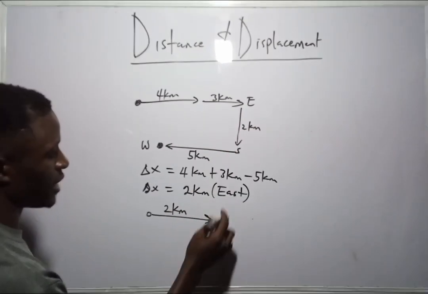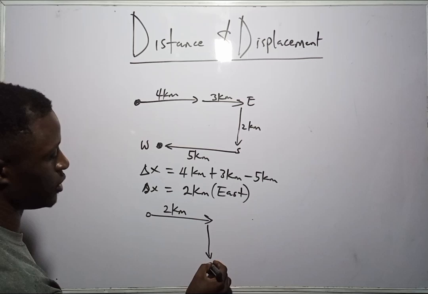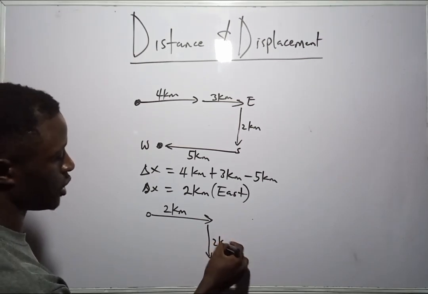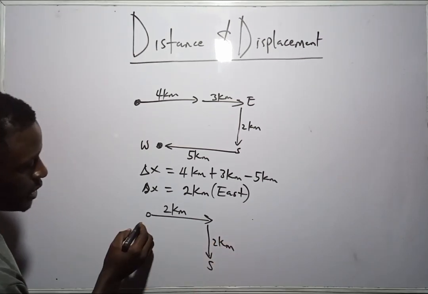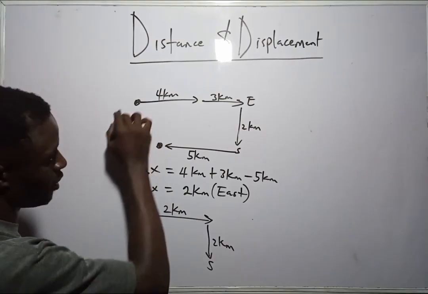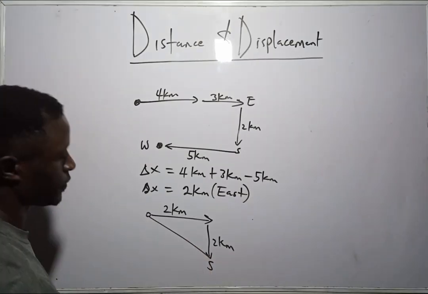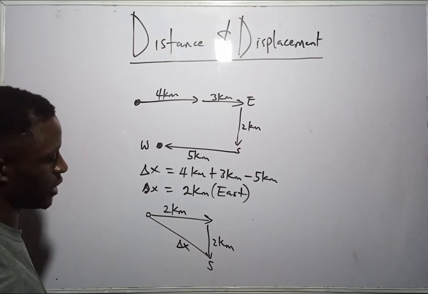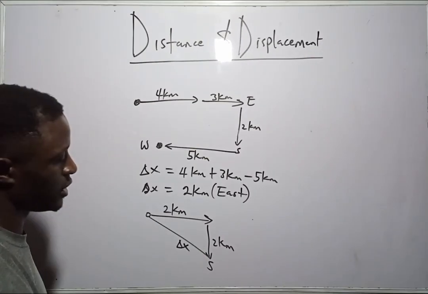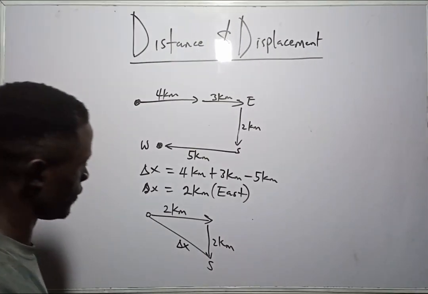Then this line that is going towards south, I will join it to it. This is south, 2 kilometers. Then the displacement of this whole journey is going to now be from here to here. And here I can put dx. So look at this now. This is already a triangle. So how do we solve this?